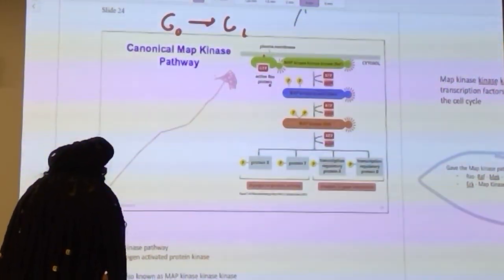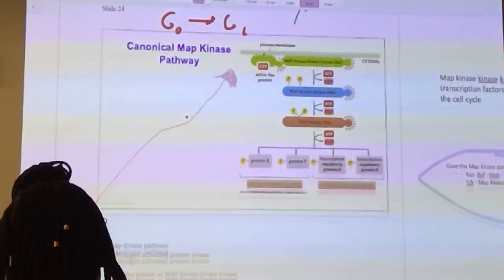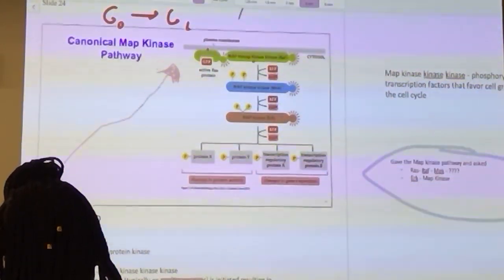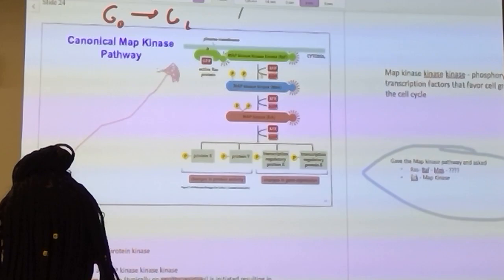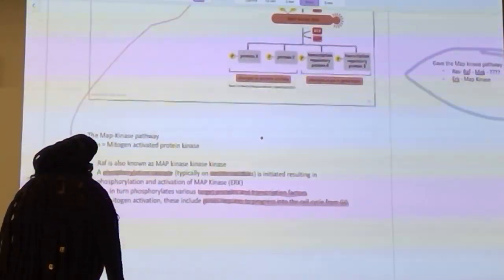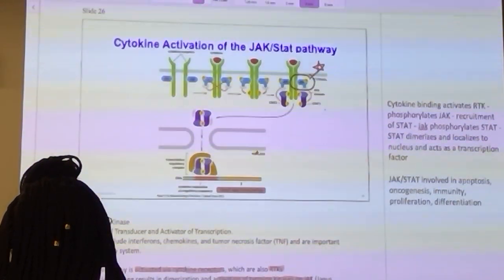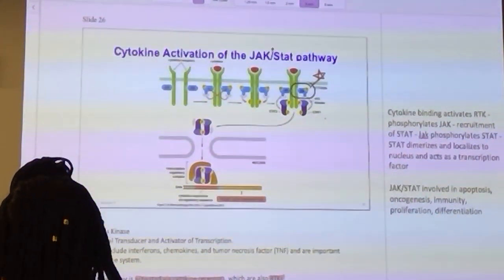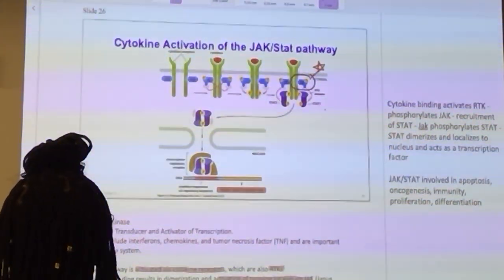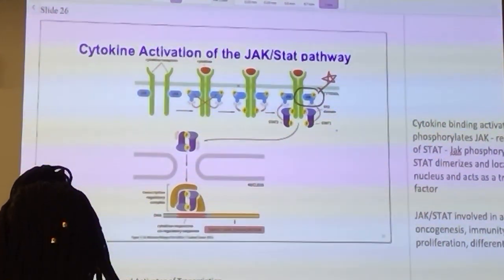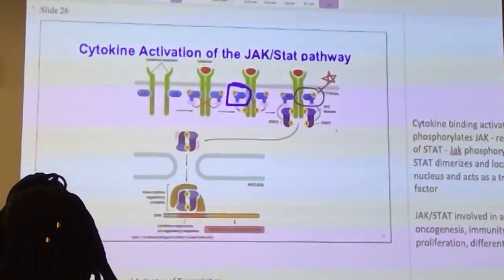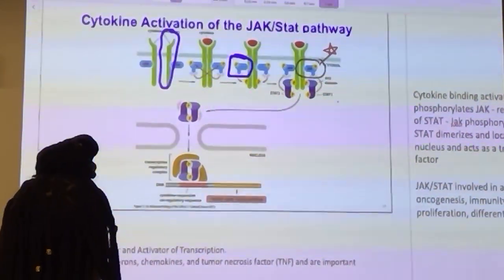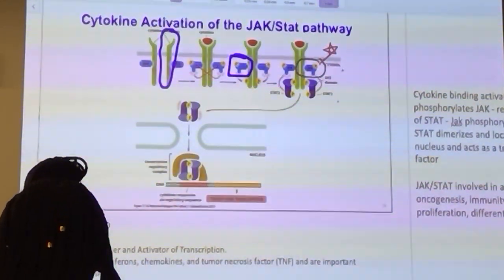Okay, just know that MAP kinase is activated by mitogens, and the MAP kinase pathway promotes progression from G0 to G1, and just know the order of it: RAS, RAF, then ERK. And for this pathway, you have to know that the thing that phosphorylates it is the JAK. It's not the receptor. What phosphorylates stuff is the JAK.